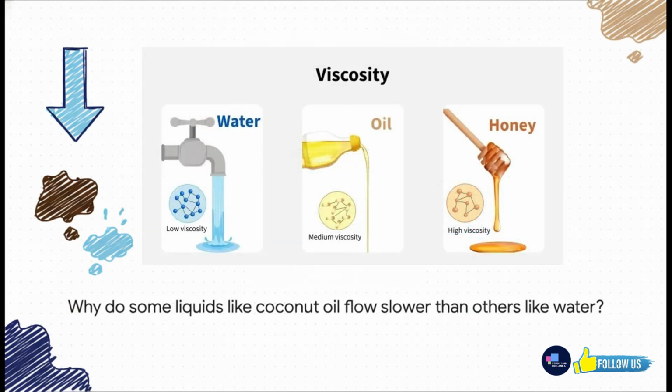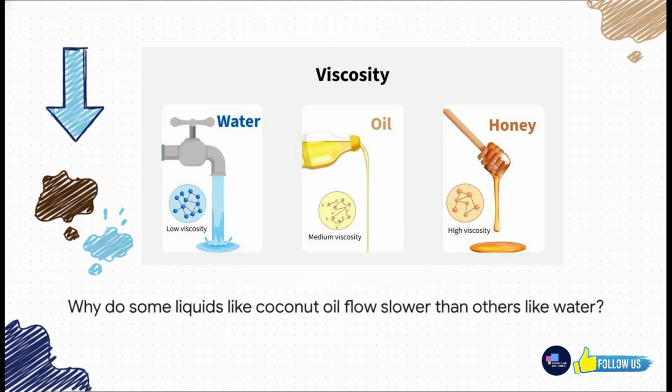Okay, so let's start with something you see every day. Have you ever wondered why, when you pour coconut oil or maybe some honey, it flows so slowly? But then you pour water and it just gushes out. You see it all the time in the kitchen, right? Well, that's not just random, it's physics. And that specific property that causes this difference, that's exactly what we're here to talk about.